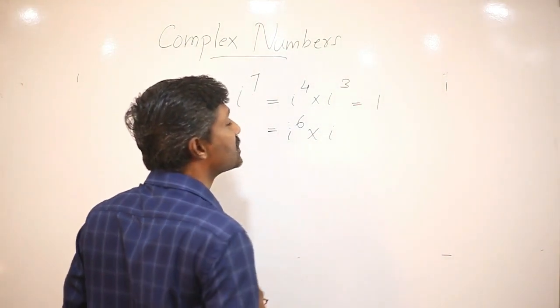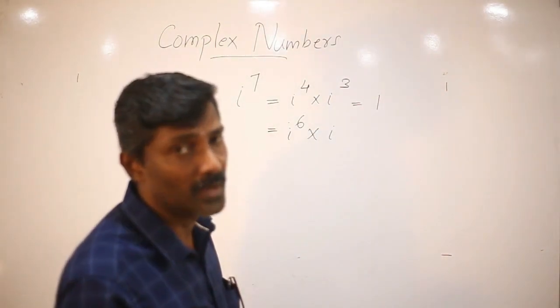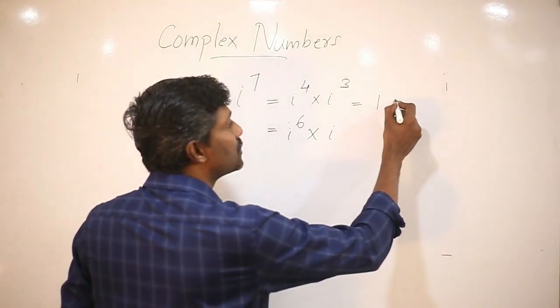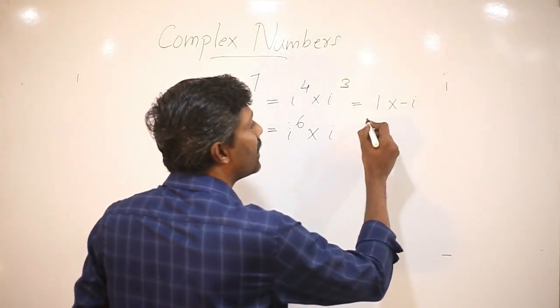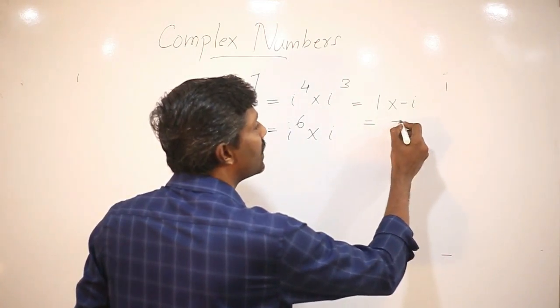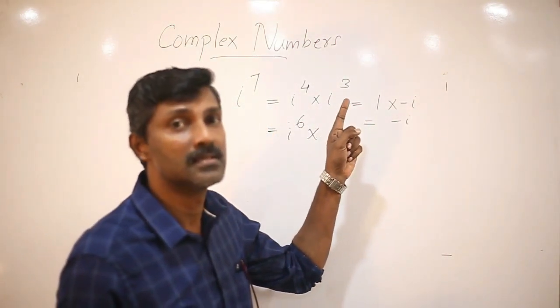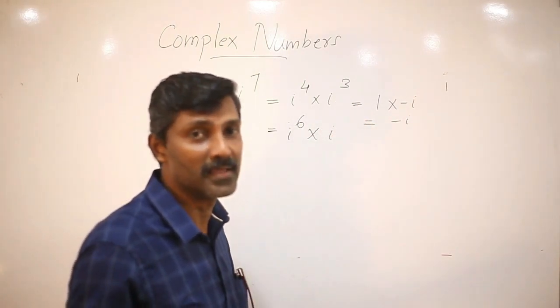i raised to 4 is 1. And what is i cube? i cube was i square into i, that is minus i. Just substitute the value of i cube, which is minus i, and we get 1 into minus i is equal to minus i. So i raised to 7 is similar to the value of i raised to 3.